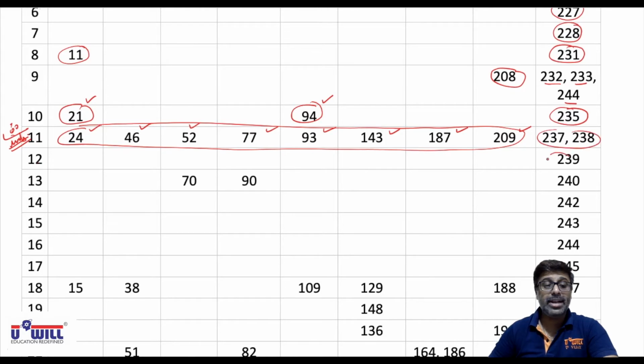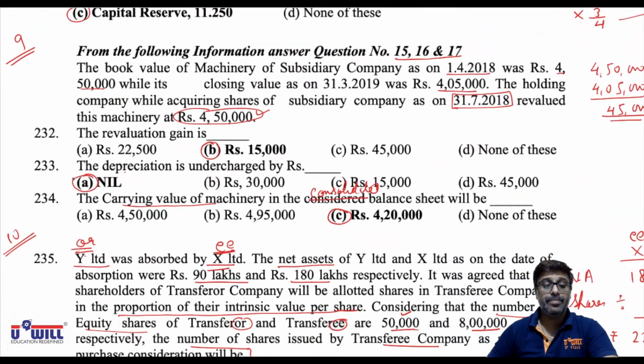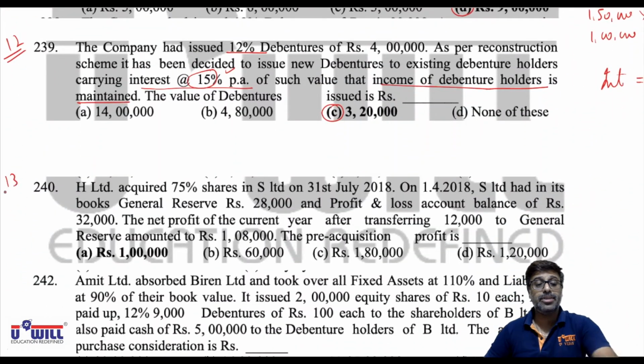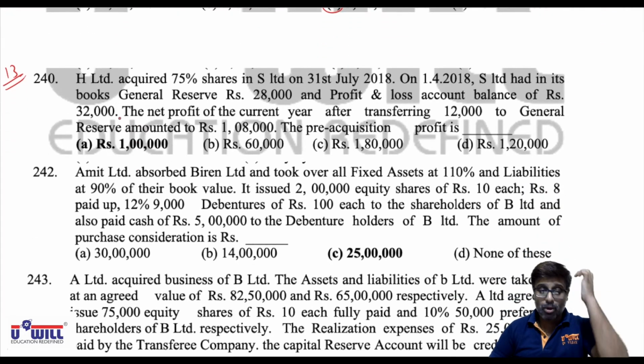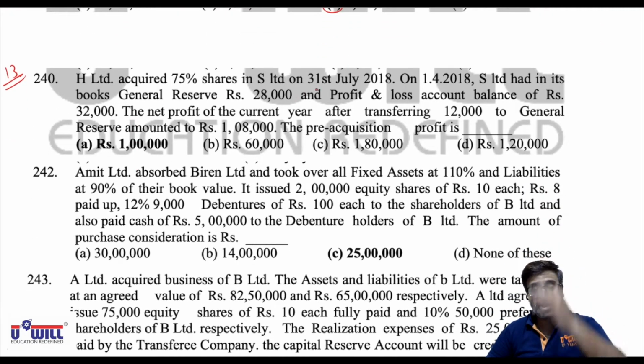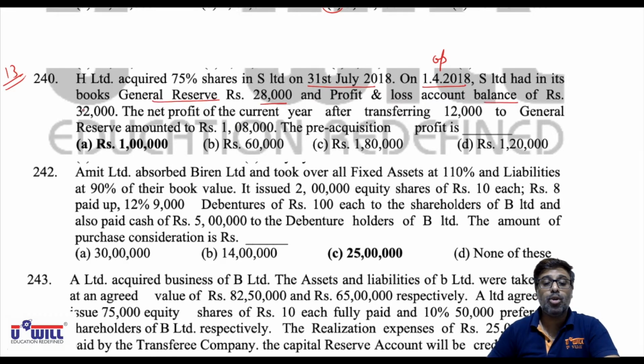Okay. So we take up question 13, that is 240. Look at question number 240. That is the 13th question in this lecture. H Limited acquired 75% shares in S Limited on 31st July 2018. The date of acquisition is given as 1/4/2018. S Limited had, 1/4 means opening balance, in its books a general reserve of 28,000 and a P&L account balance of 32,000. These are all opening balances. The net profit of the current year is directly given, after transferring 12,000 to general reserve, as 1,08,000.